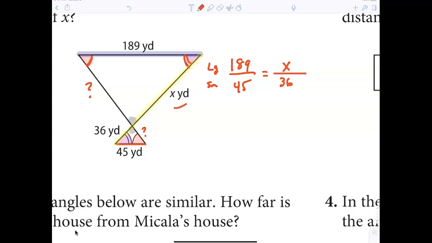X has to go with what? 36. Oh, it's about the same side. That's same side. That is correct. Now you understand what I'm saying.